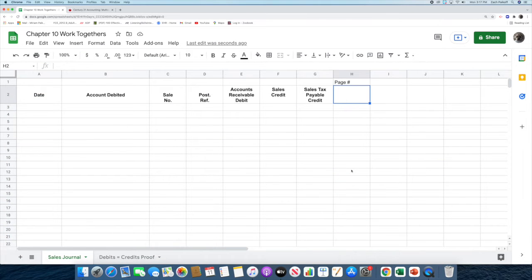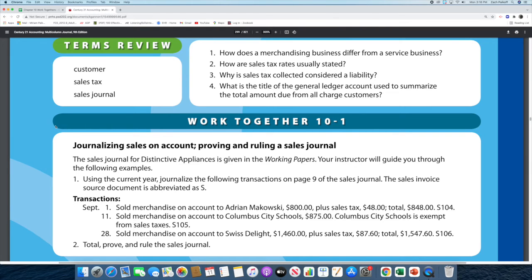Alrighty, so now we're going to be moving on to the 10-1 work together, in which we will be journalizing sales on account and also proving and ruling a sales journal. So the first thing that we're going to do is put in the page number for this sales journal, which is going to be page number 9. Now that we have put in the page number, we are now ready to move on to the transactions. So this first transaction reads, on September 1st, sold merchandise on account to Adrian Mikowski, $800, plus sales tax, $48, total $848, sales invoice number 104.